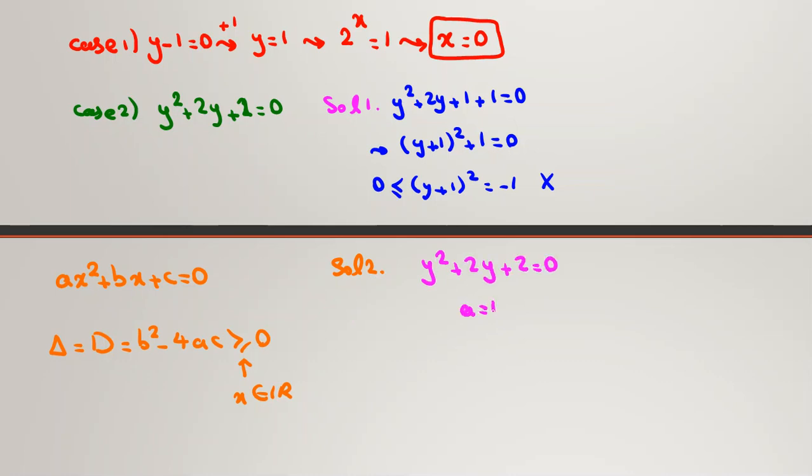A here is 1, B here is 2, C here is 2. And delta, or the discriminant, equals B squared, 2 squared, minus 4AC, which is 2 squared, 4, minus 4 times 1 times 2, 8, negative 4, less than 0. As the discriminant is less than 0, with solution number 2 also, we've proved that we don't have any real answer here.